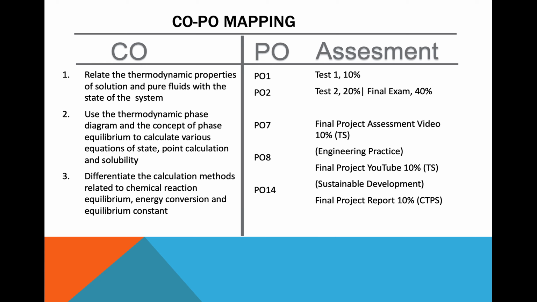So it will carry also 10%. But for this one, you have to produce the YouTube video, which is in regards to sustainable development of the project. And the last one, CO3, will be mapped to PO14, which is the assessment will be the final project report, which will be assessed in terms of critical thinking. Right. So make sure that your project and your report will involve high critical thinking methods.